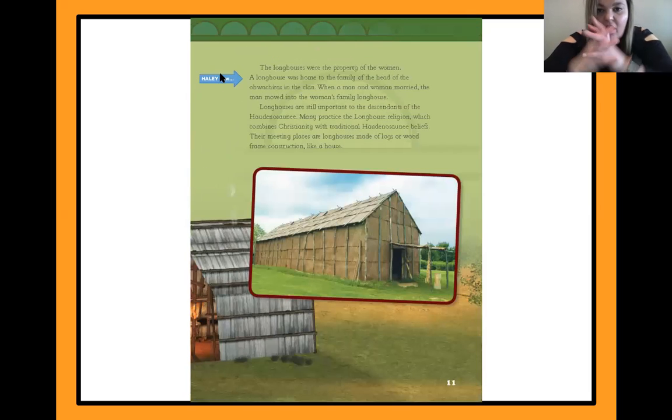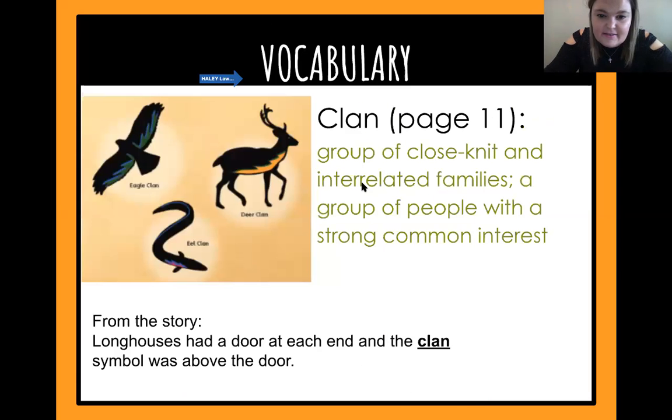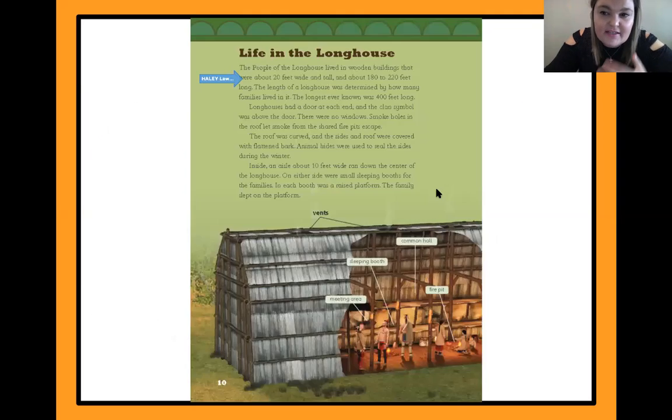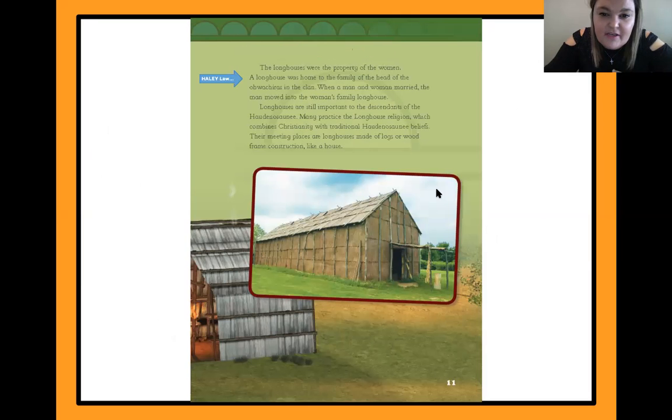It says up here, the longhouses were the property of the women. A longhouse was home to the family of the head of the clan. When a man and woman married, the man moved into the woman's family longhouse. So that's why they said the clans are back here when it said they're interrelated families, because you're bringing in other parts of the family when they get married. The man moved into the woman's family longhouse.